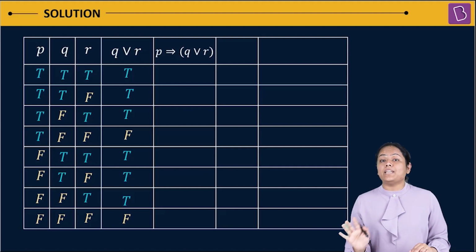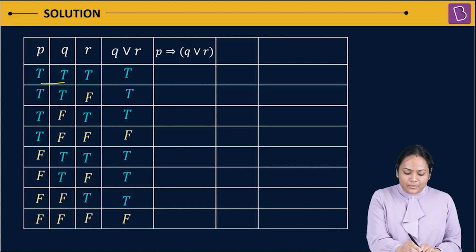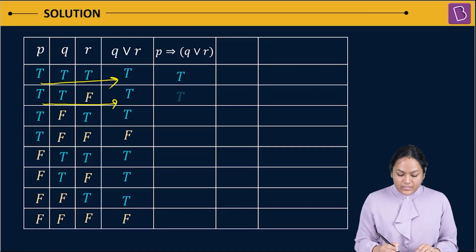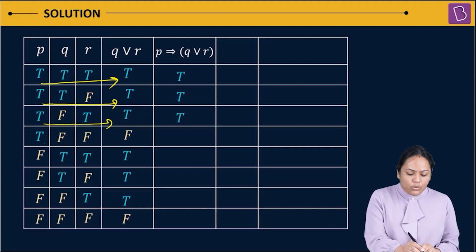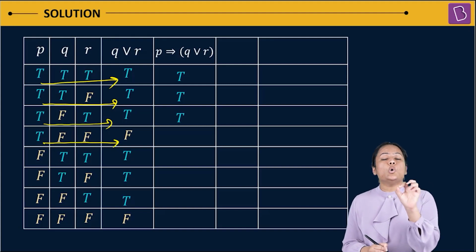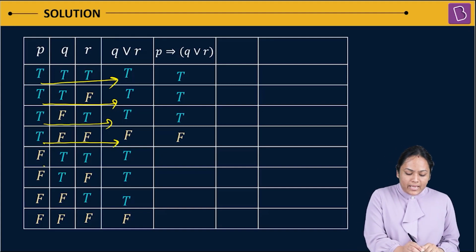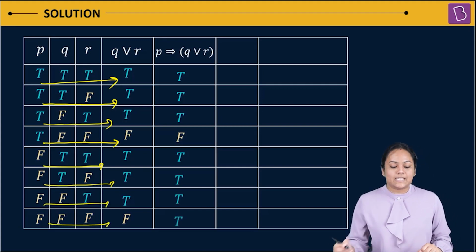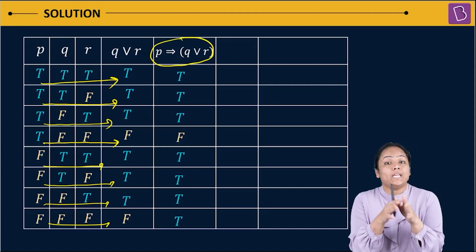Then I have P implies Q or R. This is what they have mentioned in the question. So when I have P implies Q or R, that means T implies T, definitely will be T. Again, T implies T, definitely will be T. The third case will give me T. But when you have T implies F, this is the only scenario where it's going to give me F, right? Then I have F implies T, which is again T. F implies T, again T. F implies T, F implies F, both will be T. Understood? So this is the truth table of the statement which they have mentioned in the question.